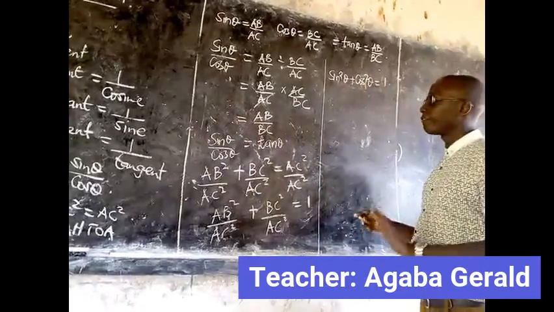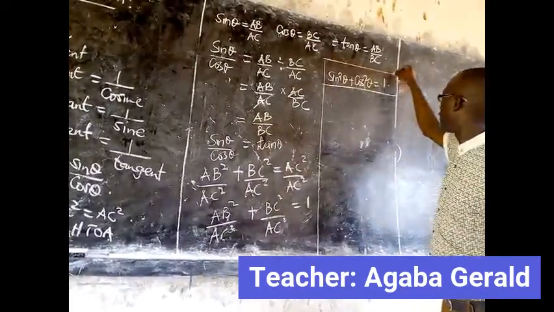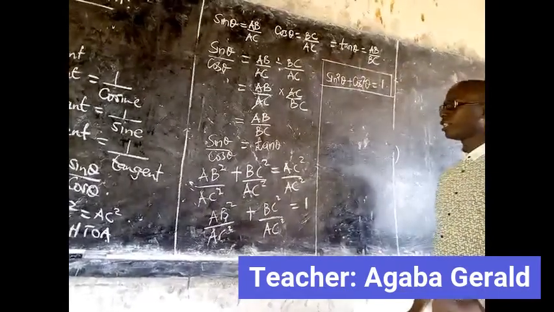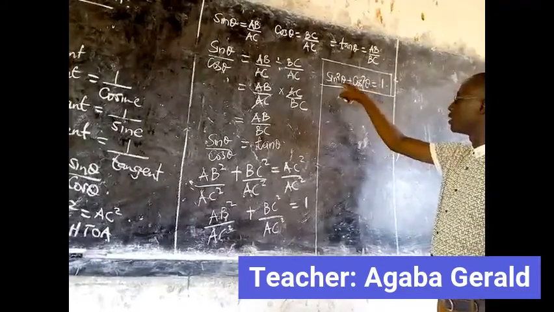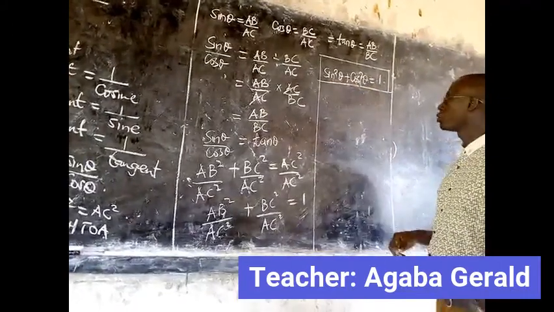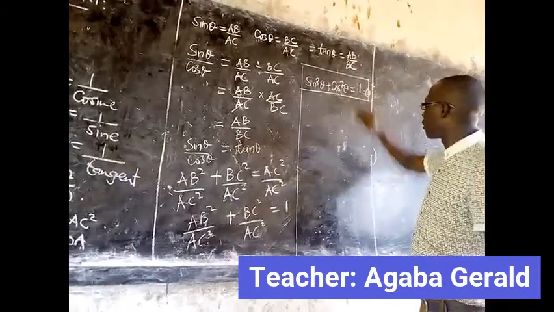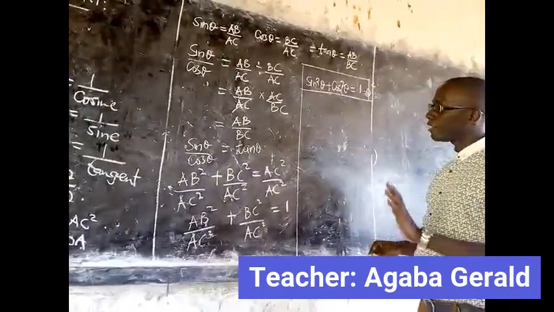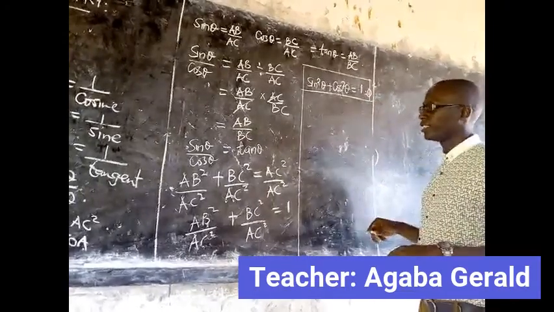This is the first identity that we should know, that sine squared theta plus cos squared theta should always give us 1. So long as the angle is the same, then the sine squared plus the cos squared of that angle should always give us 1. This becomes our first basic equation. We can use this equation to get other identities.